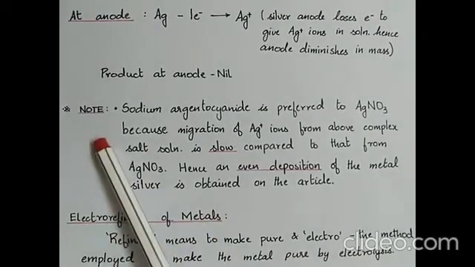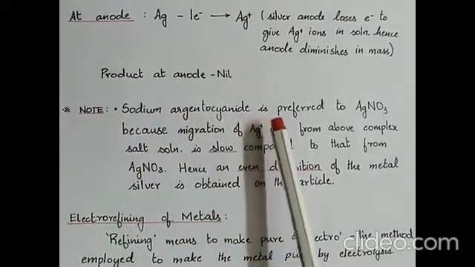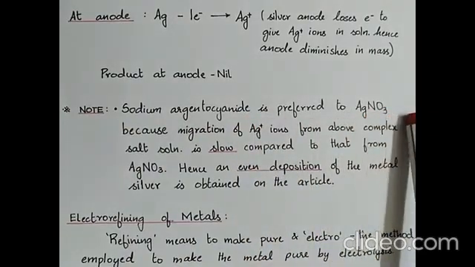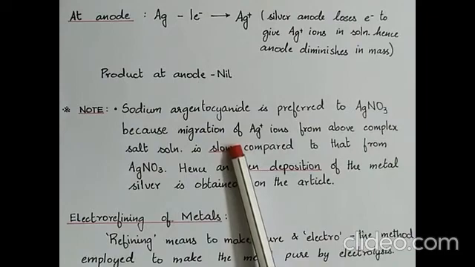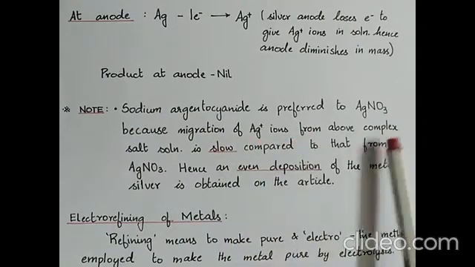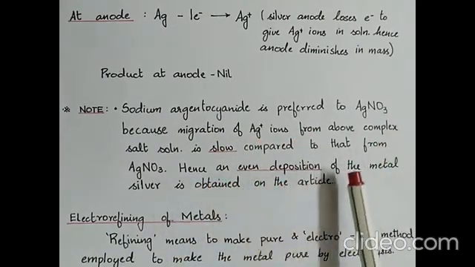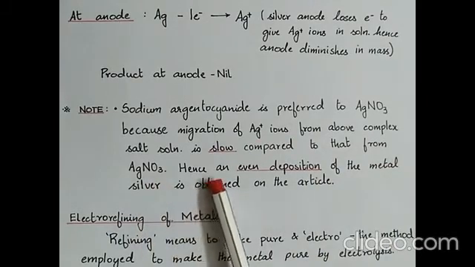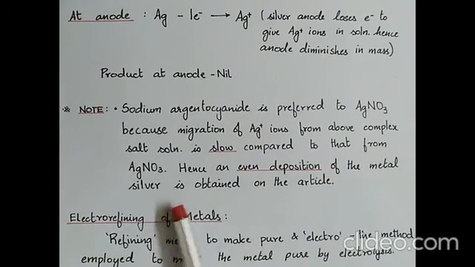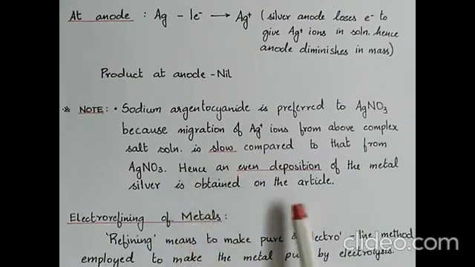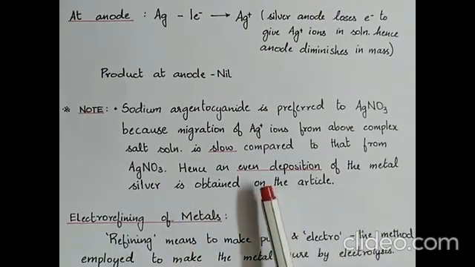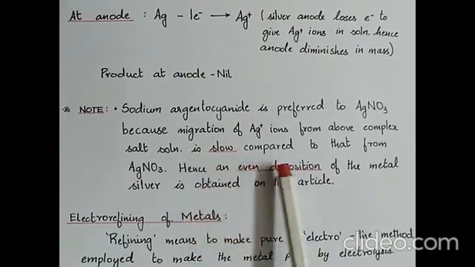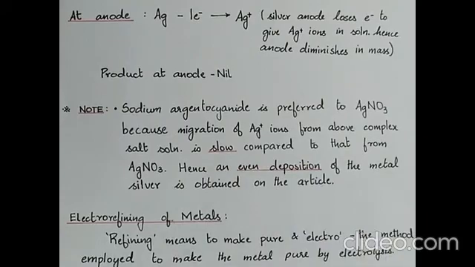An important note here, sodium argentocyanide, which is a complex salt, is preferred to AgNO3, which is a simple salt, because migration of Ag+ ions from a complex salt solution is slow compared to that from a simple salt, that is silver nitrate. Hence, an even deposition of the metal silver is obtained when we use a complex salt. When we use a simple salt, the deposition will be uneven because of the fast migration of the ions.